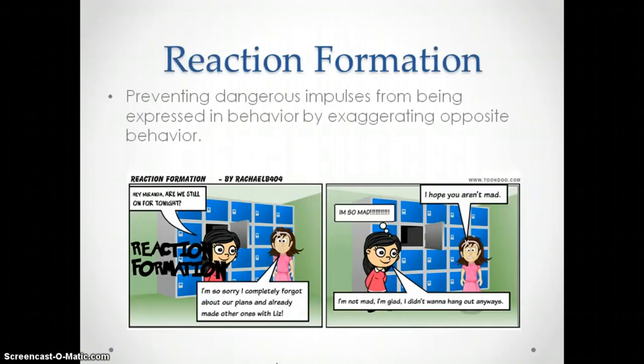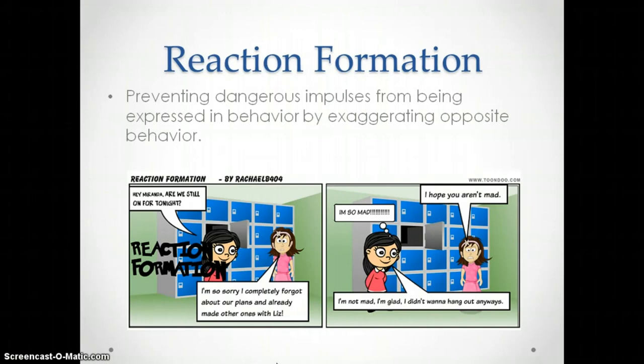Another one that's a little bit tricky to understand is something called reaction formation. This is where you, as you see here, prevent dangerous impulses from being expressed in behavior by exaggerating opposite behavior. Essentially, you almost try to deny your actual feelings by acting out in the opposite fashion.